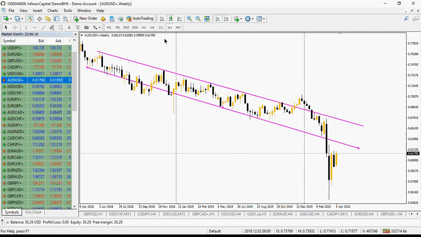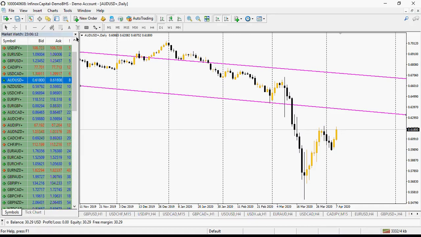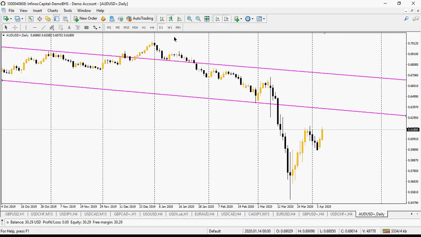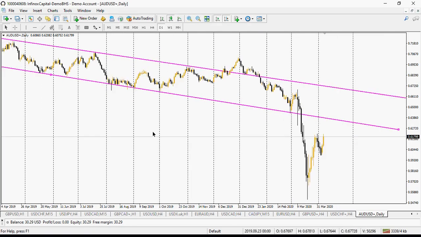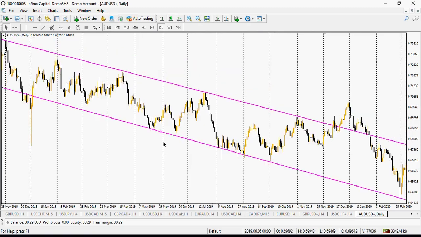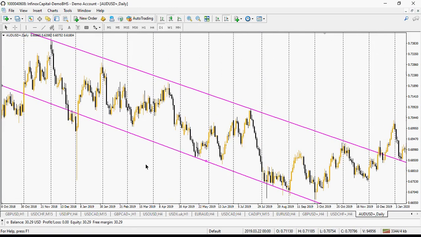Now we can see this clearly if we go to the daily time frame. You can see that channel clearly when we go to the daily time frame. Let me bring this down. Okay, beautiful, you can see it. So it's like a support and resistance also, but it's diagonal. Price was moving in between this place and this place.